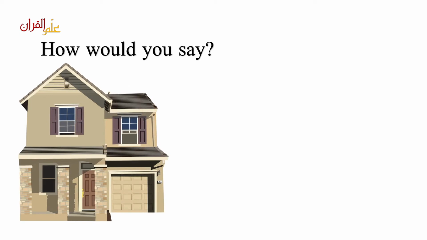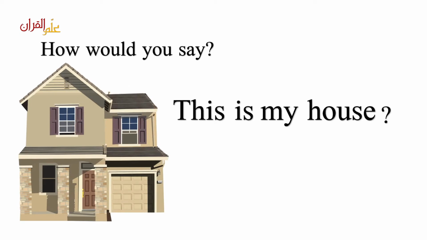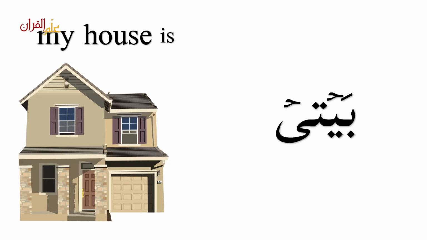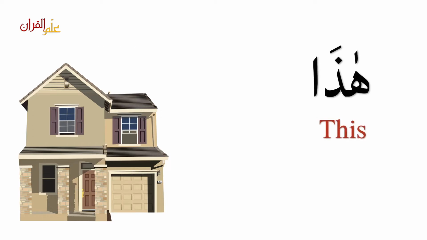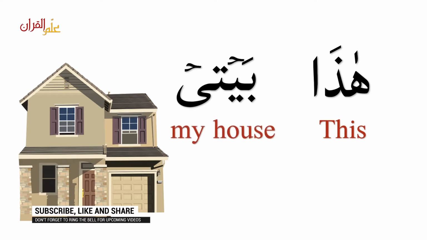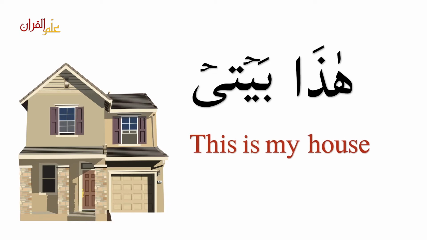Let's learn how you would say, this is my house. We have learned my house, which is بيتي. And we are learning هذا, meaning this. هذا بيتي, this is my house. هذا meaning this, بيتي, my house. When you put them together, it becomes this is my house.